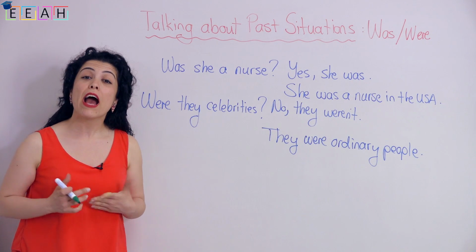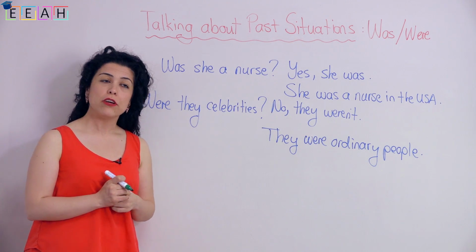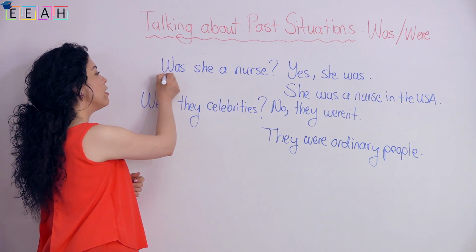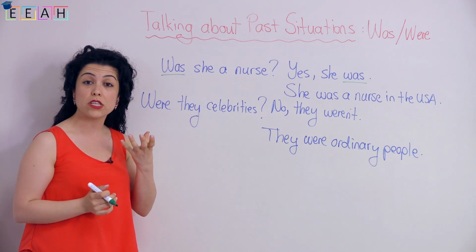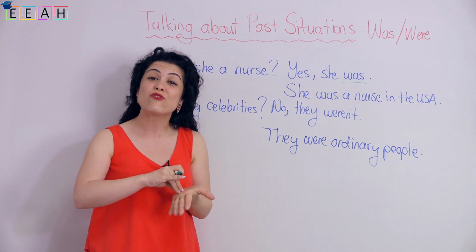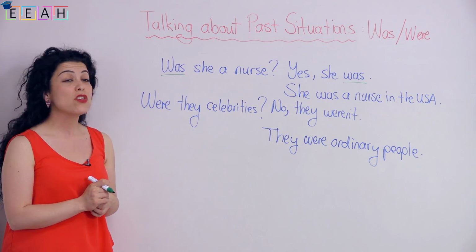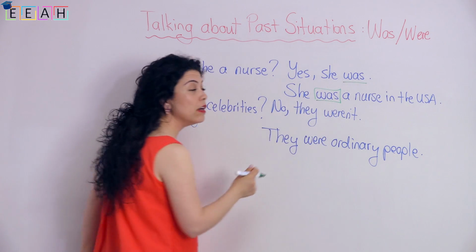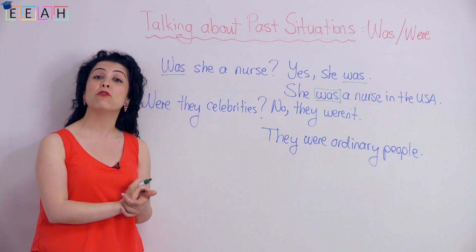Let's have a closer look at how to pronounce was and were. Think about Tina Turner. Was she a nurse? Yeah, was she a nurse? Yes, she was. So here, when you're asking a yes-no question, you pronounce this as was. Was she? And the answer, a short answer, yes, she was, because you're stressing it, yeah? And if you're just making a positive sentence, then you say, she was a nurse. So here we have the sound. She was a nurse.